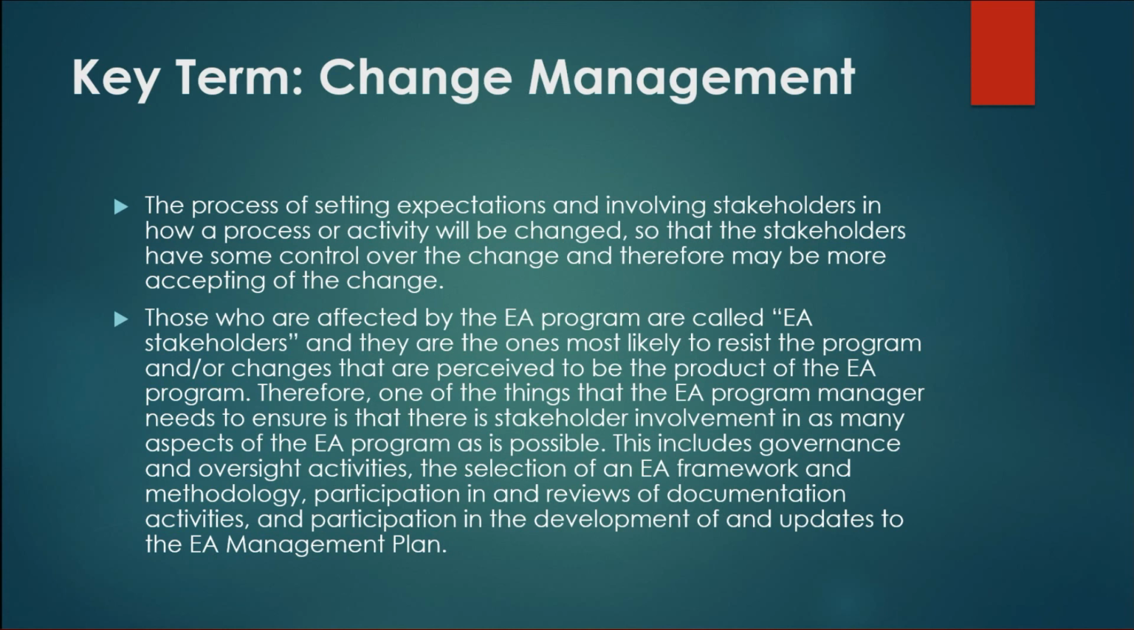So, those who are affected by the EA program are called EA stakeholders. And they are the ones most likely to resist the program or changes that are perceived to be a product of the EA program. Therefore, one of the things that the EA program manager needs to ensure is that there is stakeholder involvement in as many aspects of the EA program as is possible. So this includes governance and oversight activities, the selection of an EA framework and methodology, participation in and reviews of documentation activities, and participation in the development of and updates to the EA management plan.